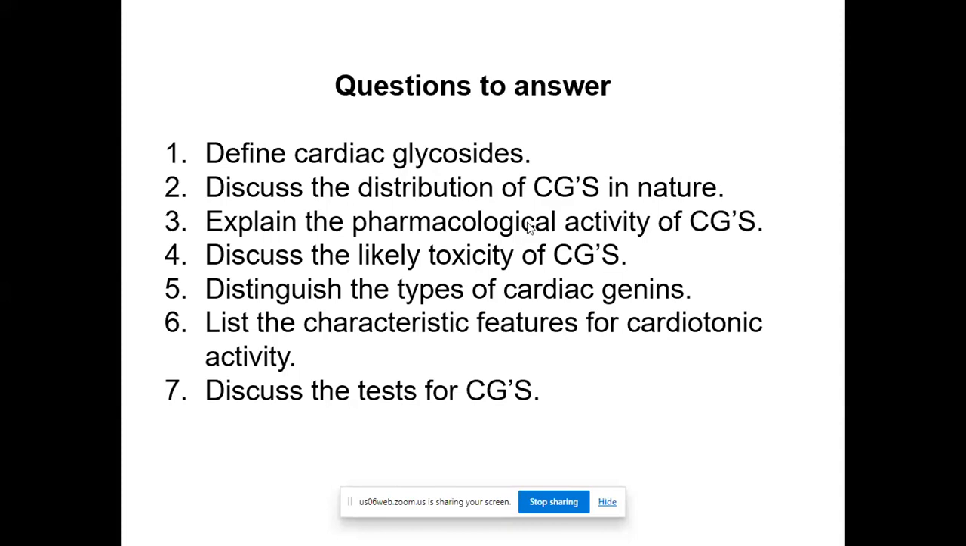Discuss the distribution of these in nature. They can be found in the leaves, the roots, and in some of the families. Let's mention one: Liliaceae, Apocynaceae, Scrophulariaceae, those ones, and also something leguminous, something like that. Okay.